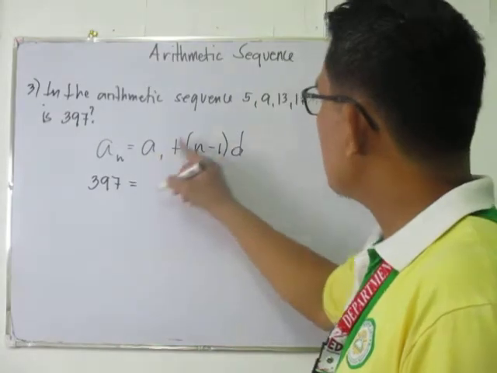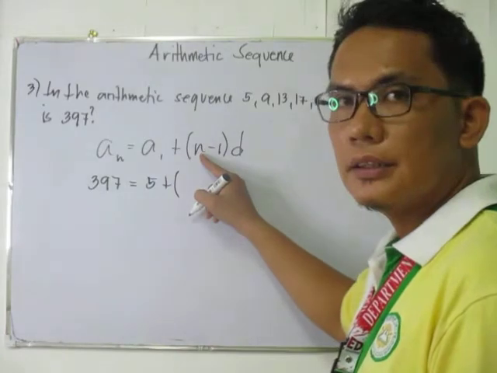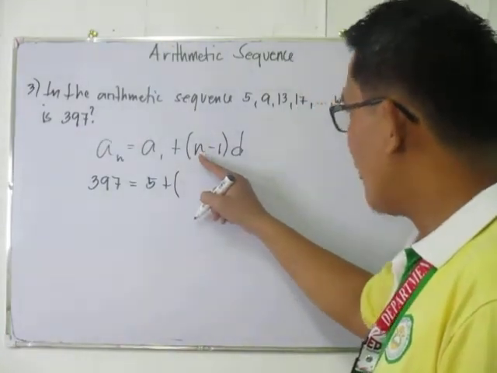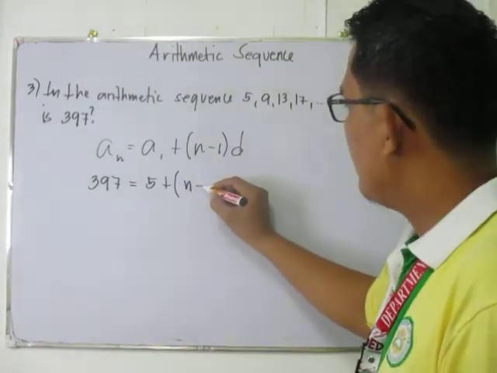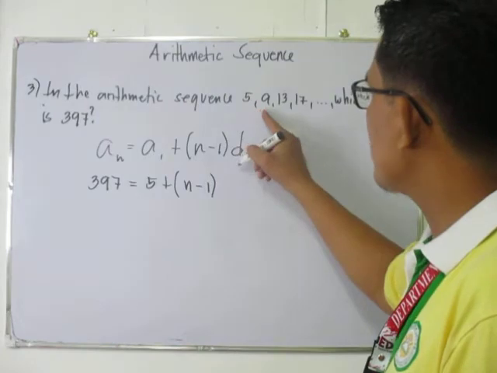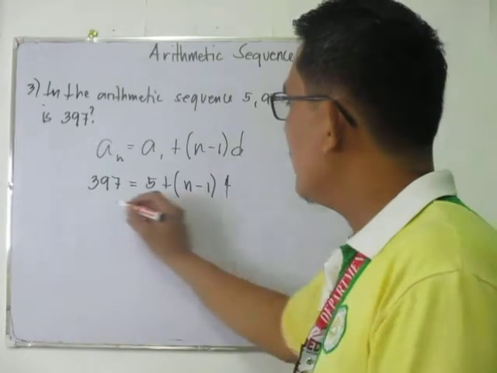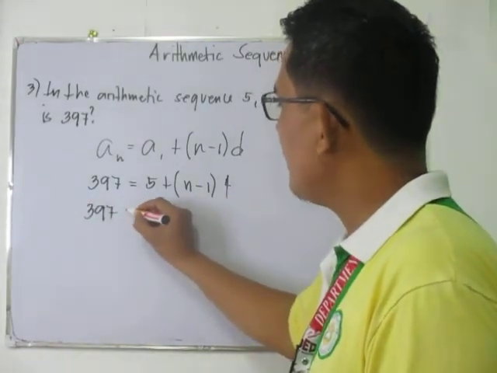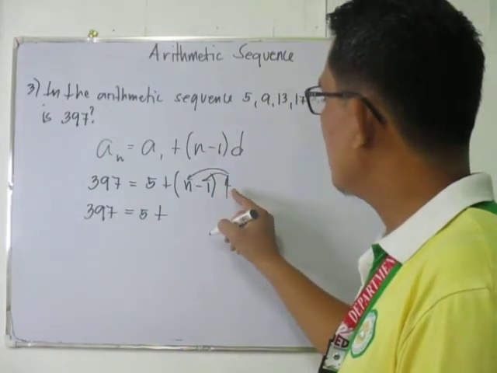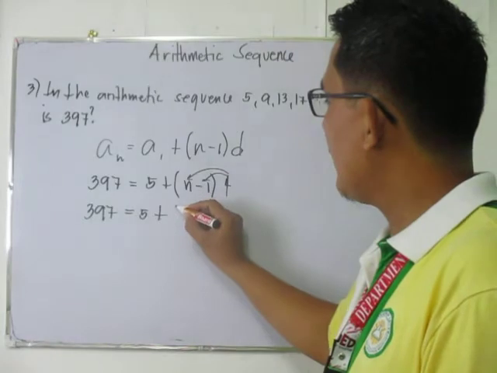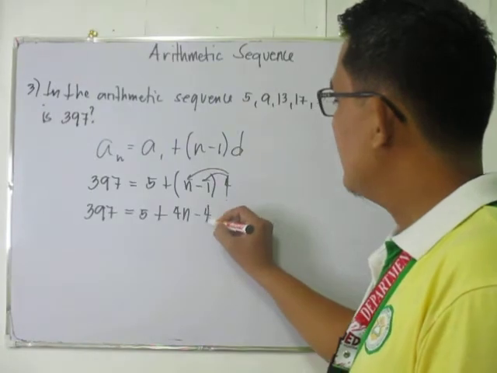Okay? And our a sub 1 is 5, plus n. We didn't have a value for n because that is basically the problem. So this is n minus 1 times the common difference, which is 4. Then just simplify our problem. 397 is equal to 5 plus (n minus 1) multiplied by 4. So therefore this becomes 4 times n is 4n, minus 4 times 1, which is negative 4.